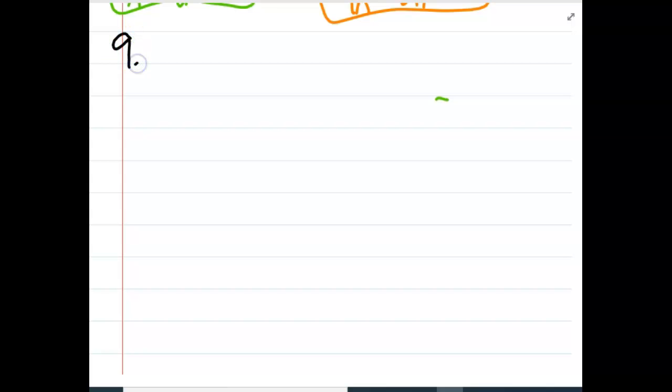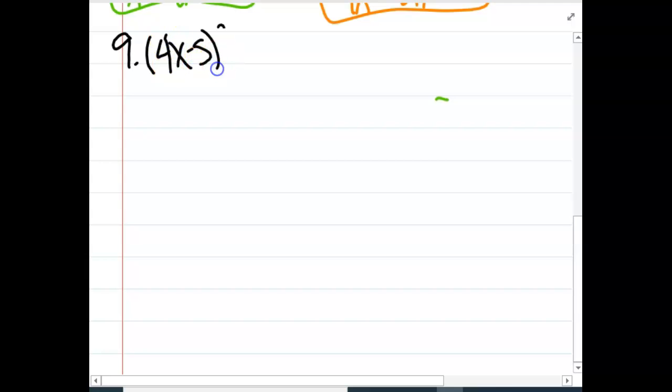Okay, number 9. Let's do 4x minus 5 quantity squared. The extent that I will let you do the FOIL method is if it helps for you to see the FOIL. I'm good with that, but I don't want to see you writing out 4x minus 5 times 4x minus 5. The F, the first term in both sets of parentheses, would be what? 4x. So 4x times 4x is 16x squared.